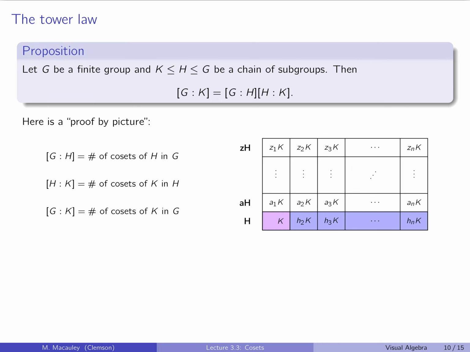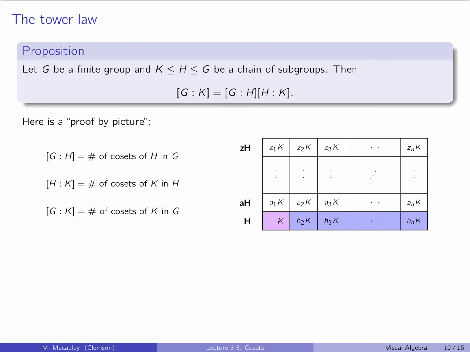What is this really saying? If we have a subgroup H, G is partitioned by the cosets of H, but also H is partitioned by the cosets of K. So the left-hand side just says the index of K in G is the number of these small boxes, cosets of K in G, and that's equal to the number of columns times the number of rows. Well, the number of columns is just the index of K in H. You can see that here. And the number of rows is the number of cosets of H, which is the index of H in G.